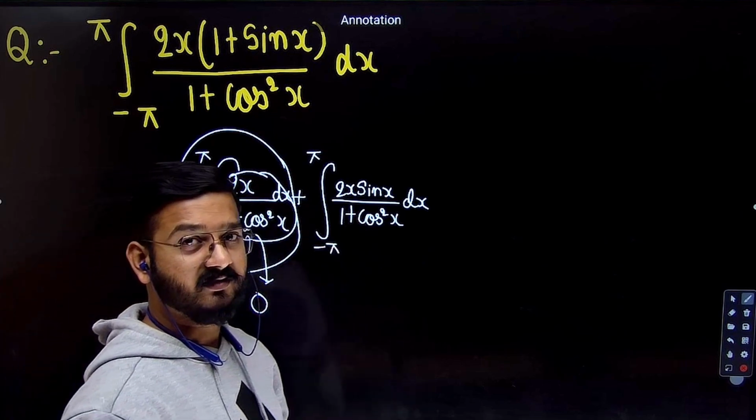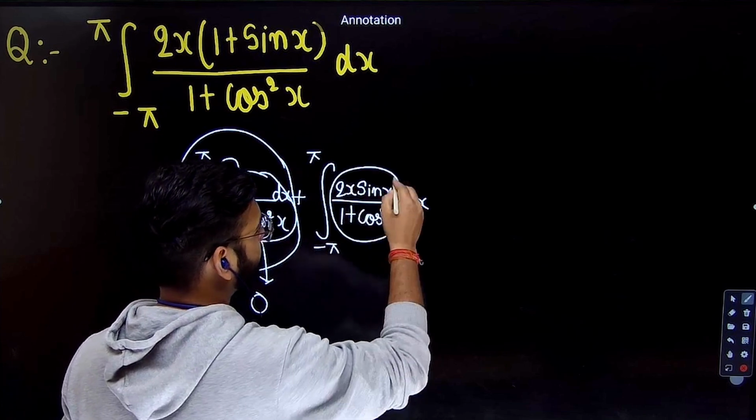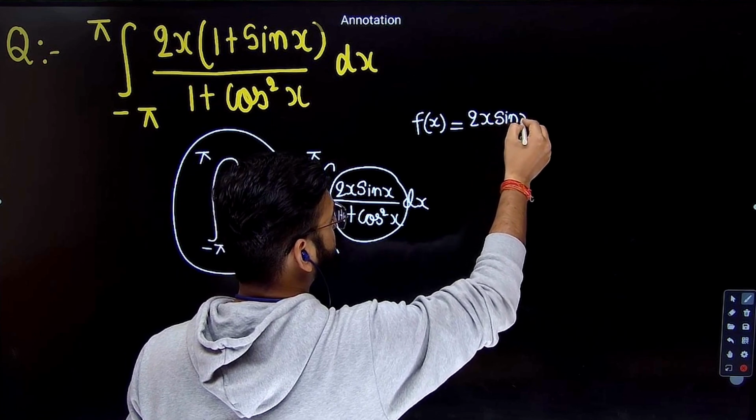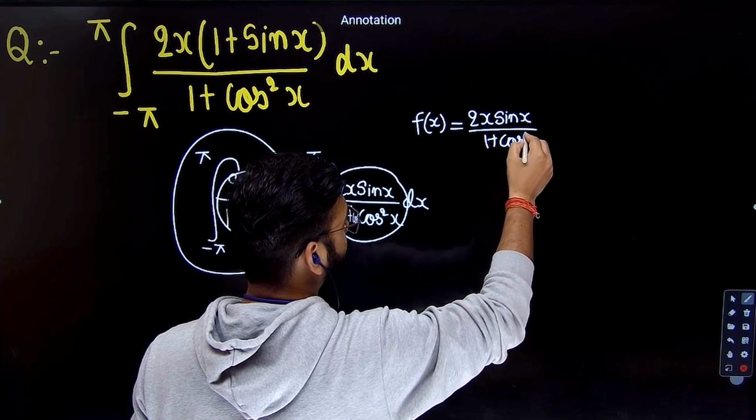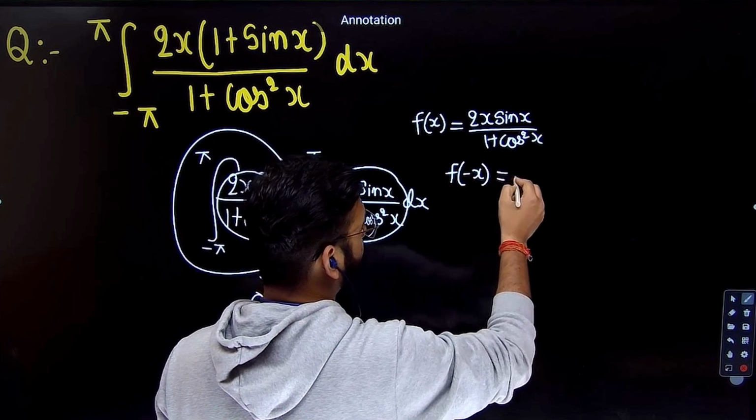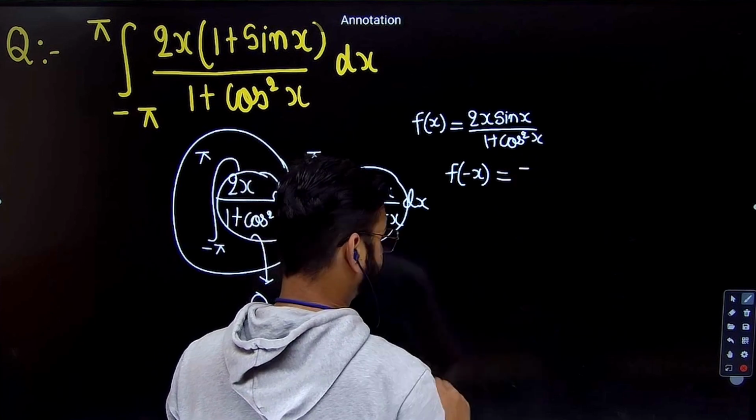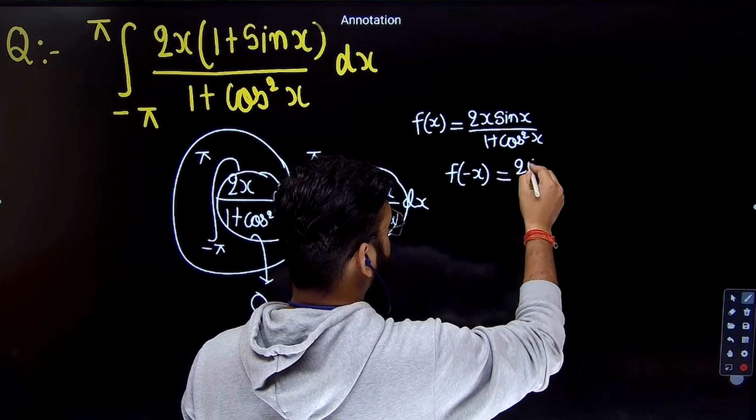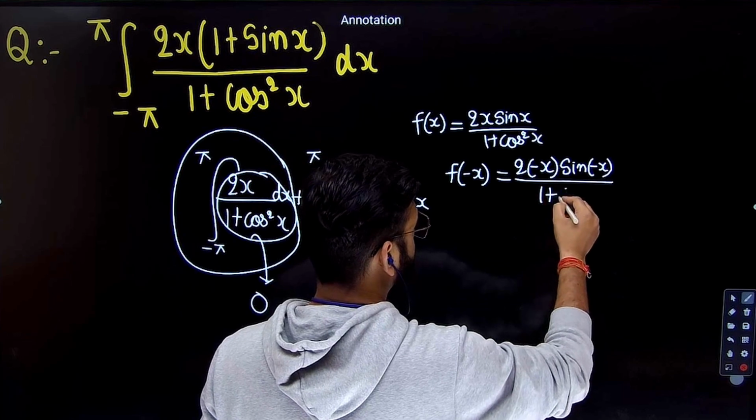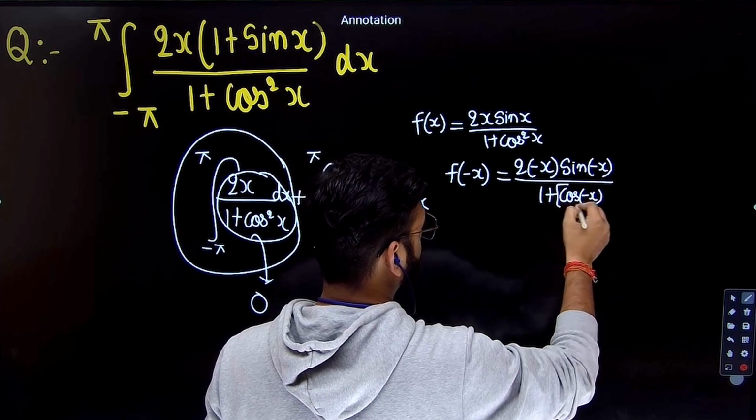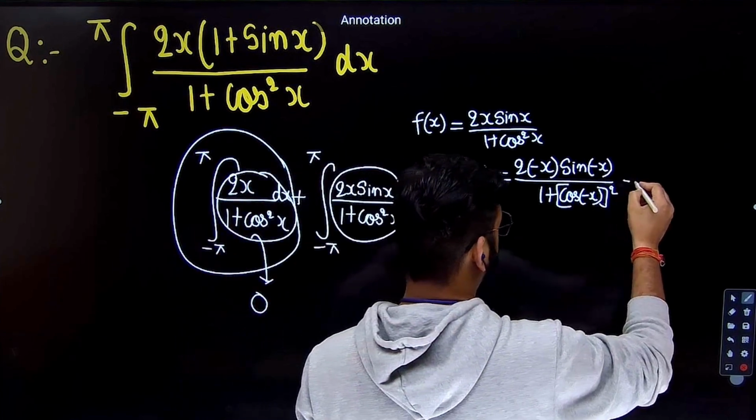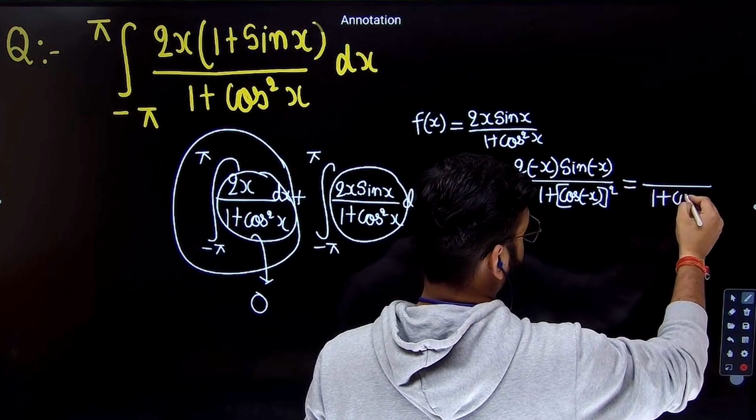What about this function, if you see carefully? If I take this as f of x, then f of x is equal to 2x sin x divided by 1 plus cos square x, right? So find f of minus x. f of minus x will be 2 times minus x, then sine of minus x, divided by 1 plus cos of minus x whole square. What is cos of minus theta? You again know that it is cos theta. So this will become 1 plus cos square x.